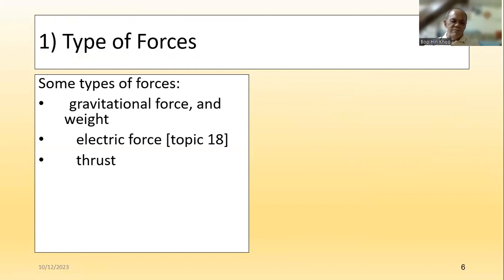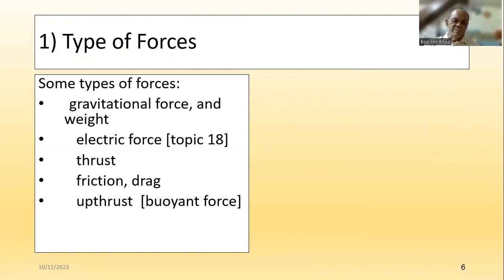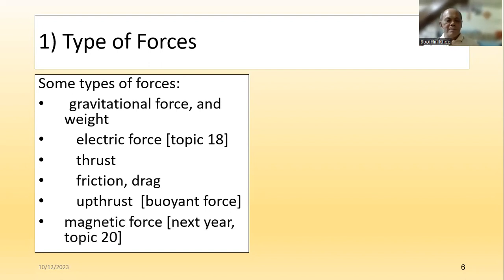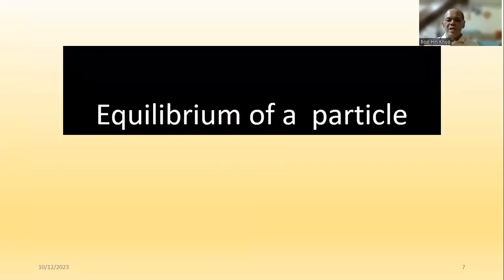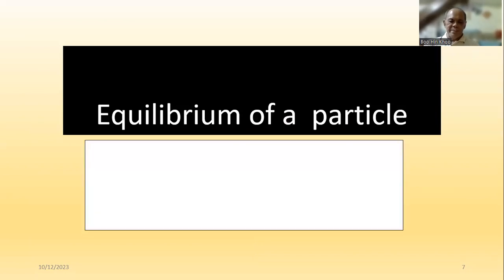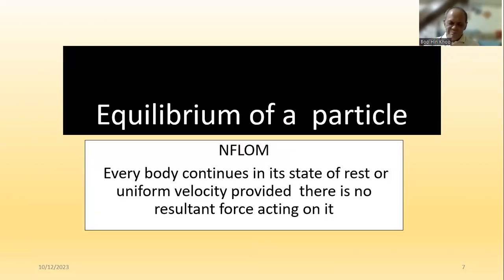Thrust, that's the force provided by the engine of the vehicle. Friction or drag, that's a resistive force to motion. Upthrust, or some textbooks will call it buoyant force, American textbooks. Magnetic force, you will study in A2, topic 20. Okay, equilibrium of a particle or equilibrium at a point. That's what we are looking at.